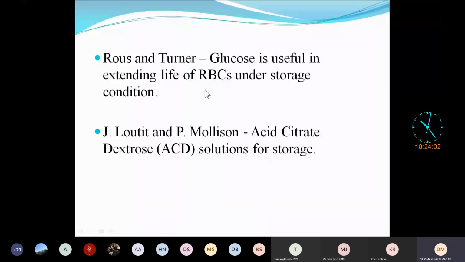So the blood will be removed, and whenever it is stored, previously the blood used to be stored in a bottle. In my childhood, I have seen blood in a bottle. Nowadays, there are plastic bags and disposable bags. So at that time he gave the concept that glucose is useful for extending the life of RBCs. Whenever the glucose is depleted, RBC destruction will occur. So that's why Rous and Turner gave the concept that glucose is useful in extending the life of RBCs under storage conditions.